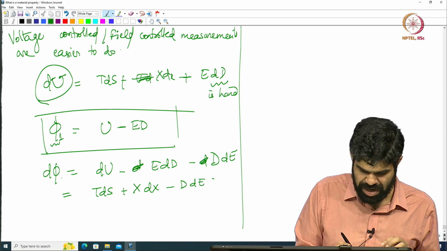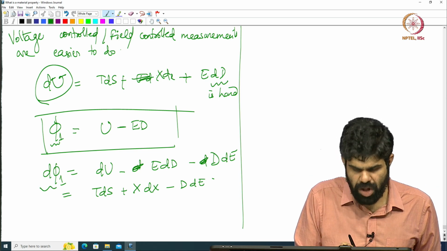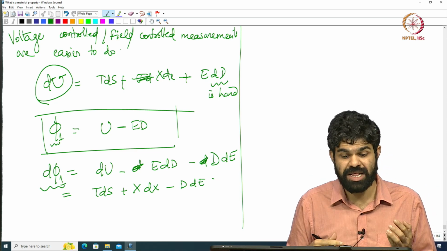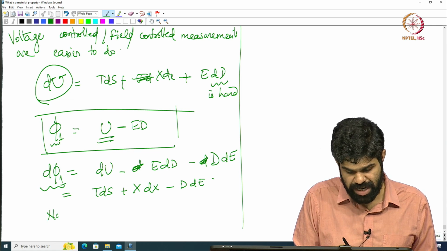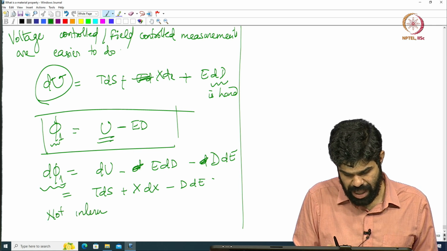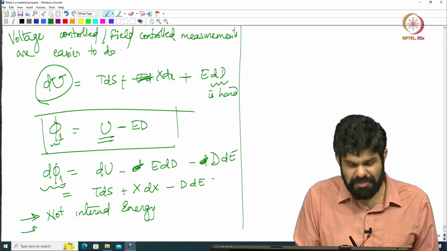Phi 1, I am going to define it as phi 1 because I am going to define several such thermodynamic potentials. So, this is also in units of energy, it is a potential, right, but it is not really internal energy, this is not internal energy, this is some thermodynamic free energy, right.